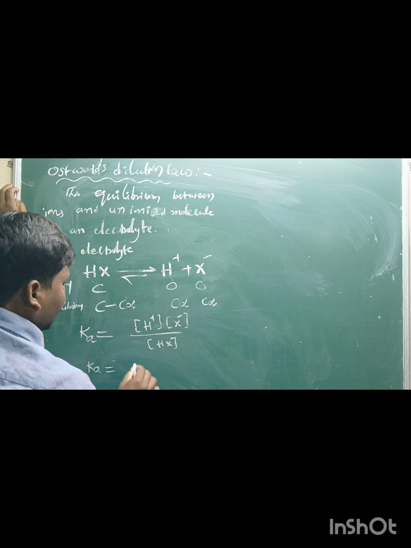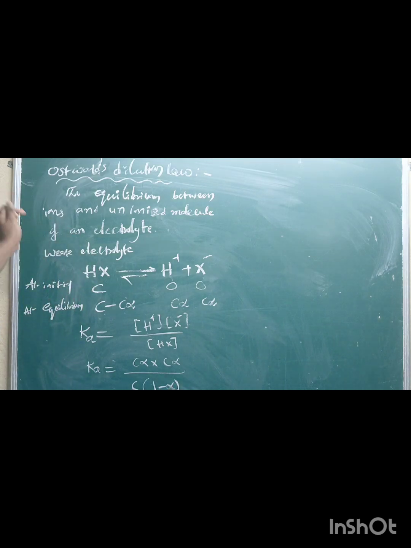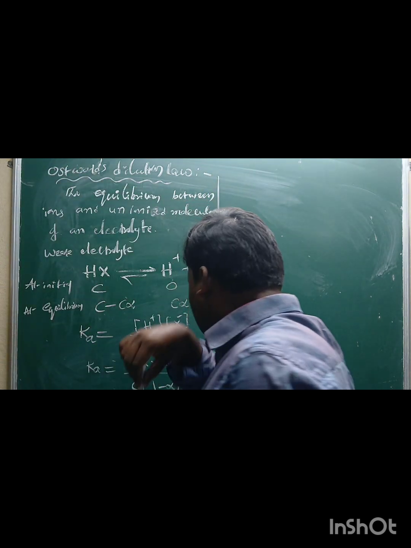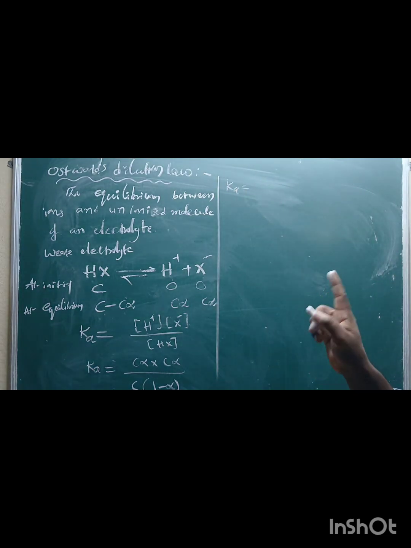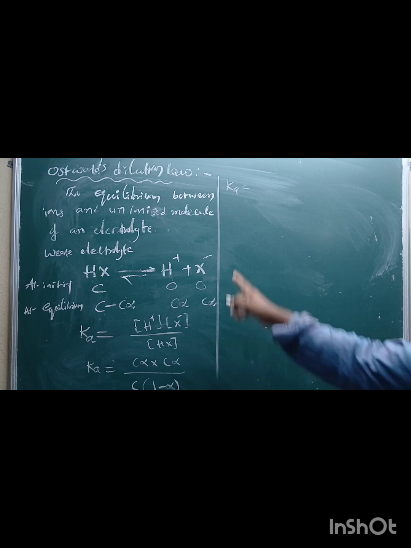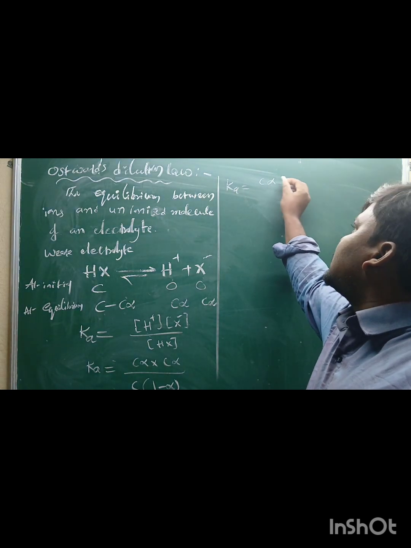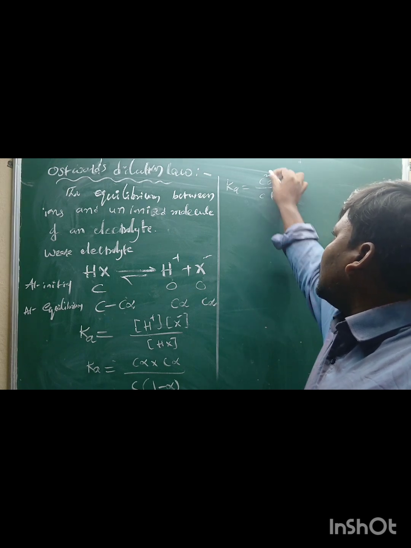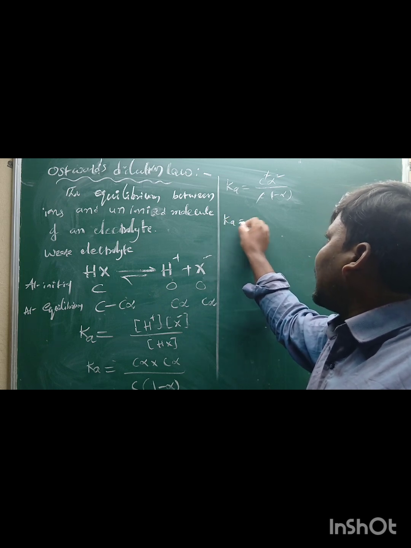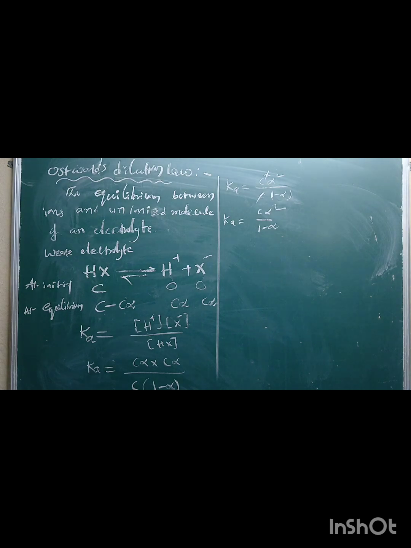Okay, now at equilibrium, C alpha into C alpha by, taking 1 minus alpha common. You can observe here Ka. This is the ionization constant of an acid or dissociation constant of an acid. Ka is equal to C square into alpha square by C into 1 minus alpha. C gets cancelled. Ka is equal to C alpha square by 1 minus alpha.